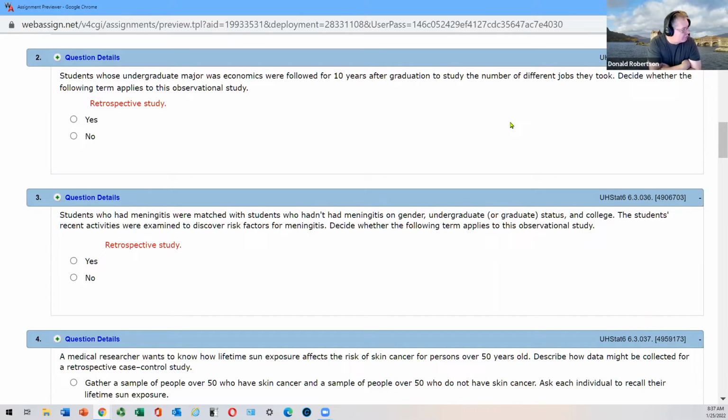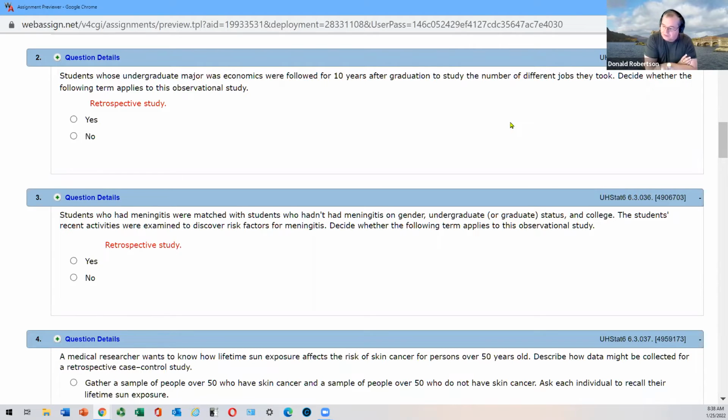Students whose undergraduate major was economics were followed for 10 years after graduation to study the number of different jobs that they took, and then decide whether the following term applies. Is that a retrospective study? No.